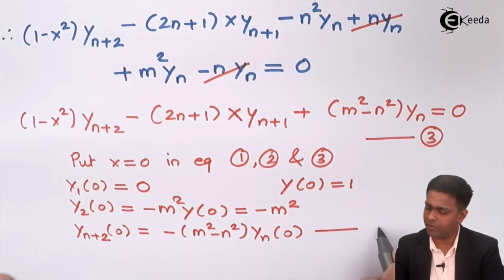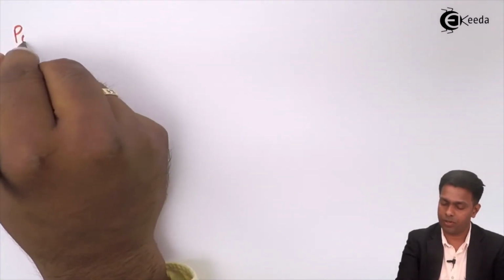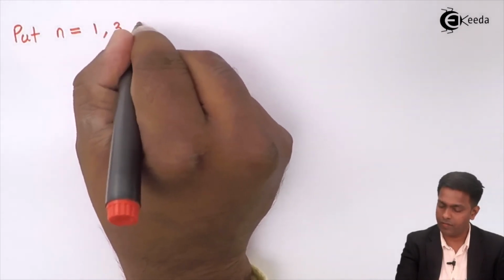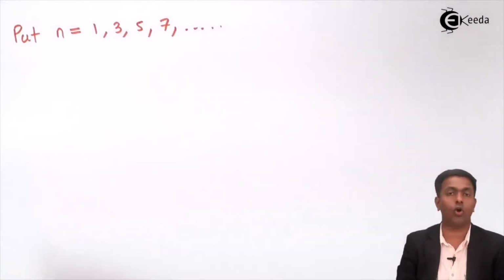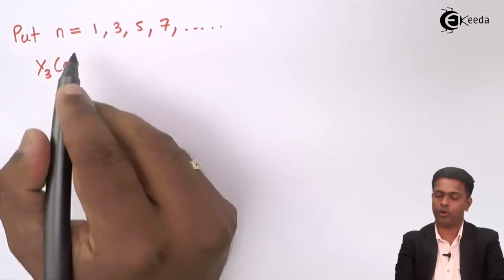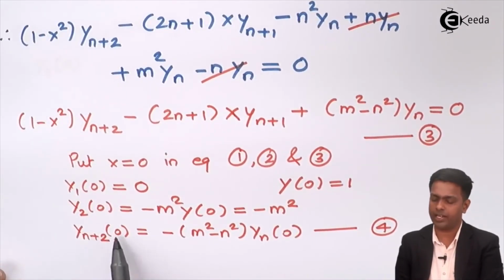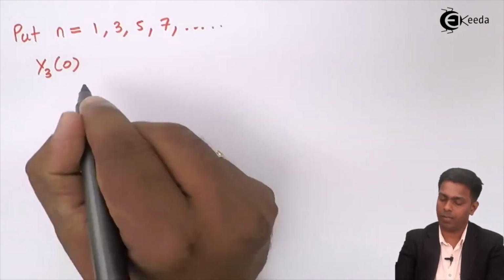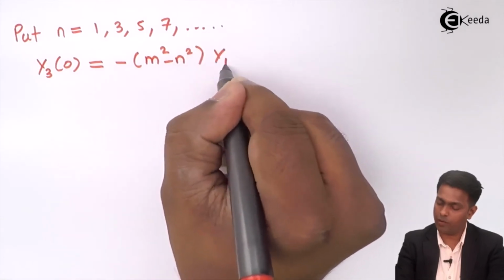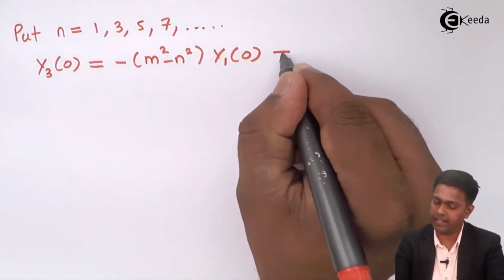So I'll call this equation number 4. Here I'll say, put n equal to 1, 3, 5, 7 and so on, that is all odd values. So we will get y3 of 0, because if n is 1, this is 1 plus 2, that is 3. So y3 of 0 will be equal to minus of m square minus n square y1 of 0. Now guys, the value of y1 of 0 is 0, and that is why we'll get the answer as 0.